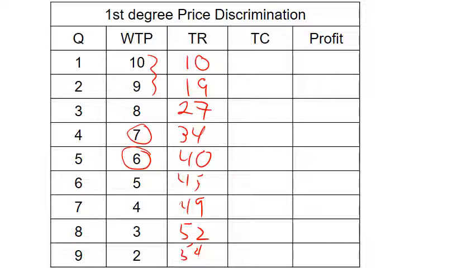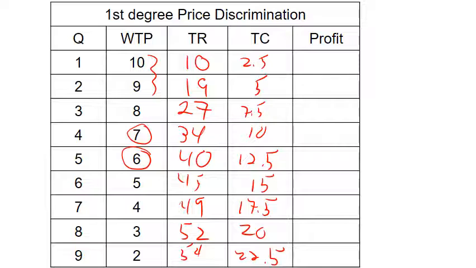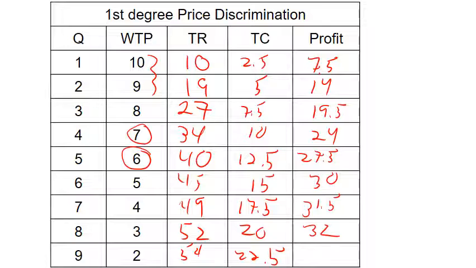Average total cost is still 2.5, so total cost goes from 2.5 to 5 to 7.5, 10, 12.5, 15, 17.5, 20, and 22.5. Subtracting cost from revenue to get profit, we get 7.5. We'll get 14. We get 19.5. We get 24. We get 27.5. We get 30. We get 31.5. We get 32. And then we get 31.5.